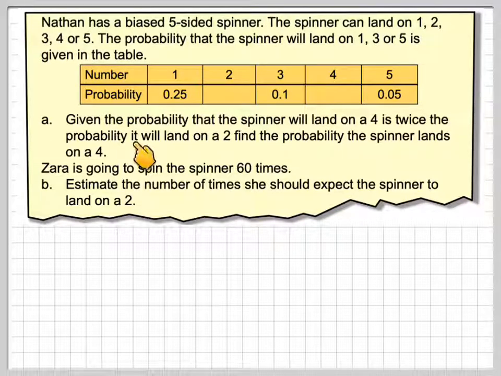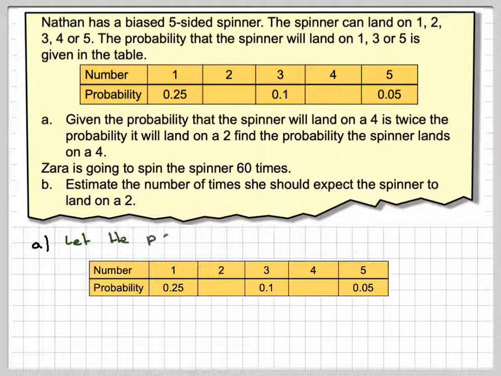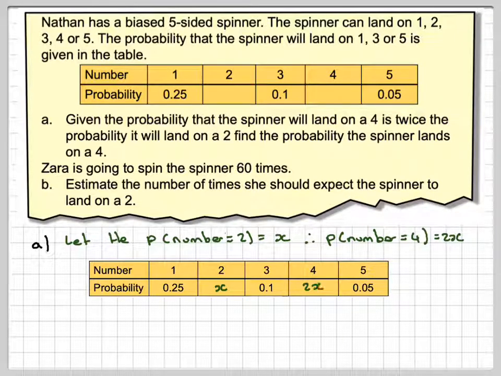Given that the probability that the spinner will land on a 4 is twice the probability it will land on a 2, find the probability that the spinner lands on a 4. If we make a copy of the table, and let the probability the number lands on a 2 be equal to x, then the probability that the spinner will land on a 4 is twice that probability, so that will be 2x. So the probability the number is equal to 4 is equal to 2x.